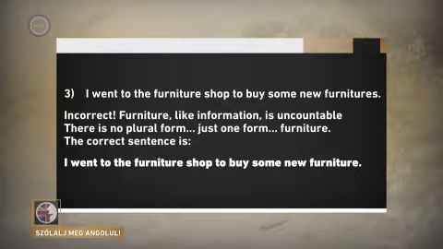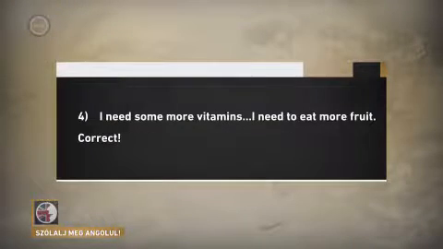I went to the furniture shop to buy some new furnitures. Incorrect. Furniture, like information, is uncountable. There is no plural form, just one form, furniture. The correct sentence is, I went to the furniture shop to buy some new furniture. I need some more vitamins. I need to eat more fruit. Correct. Fantastic. Great.